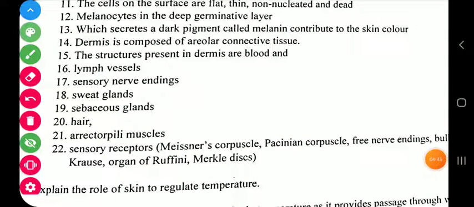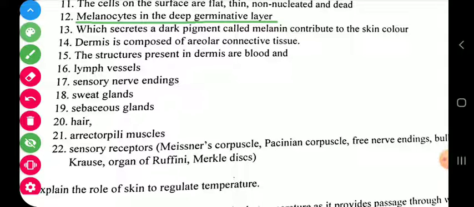So melanocytes in the deep germinative layer. If they ask in a structured essay question, where are melanocytes located? The exact location? They're located in the deep germinative layer of the epidermis of the skin.